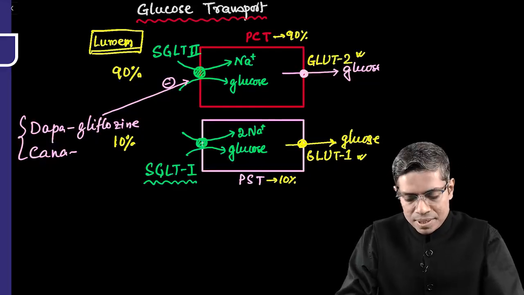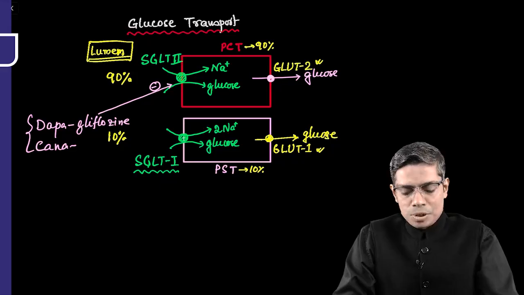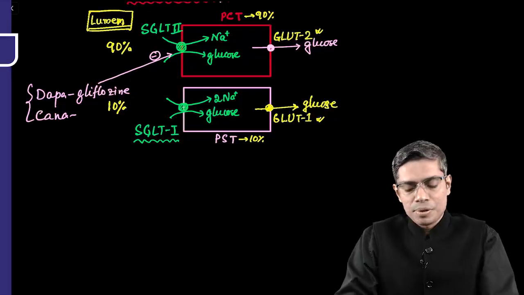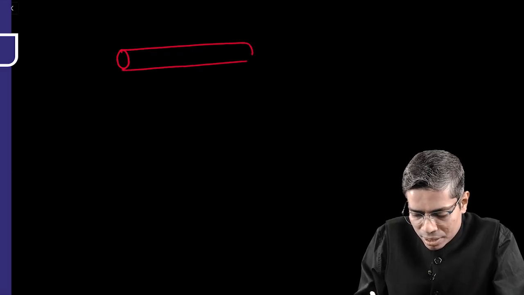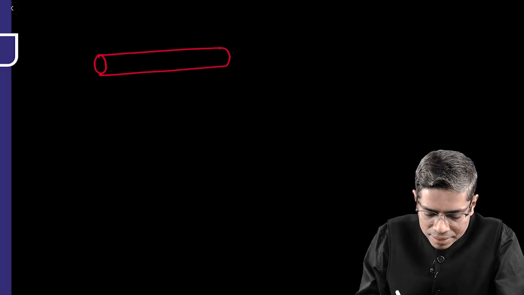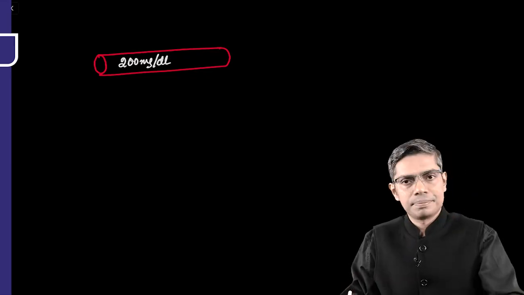Now, apart from this, we have to understand a little more about glucose absorption, some more concepts. That is the transport maximum of glucose. Let's see how to understand this topic. Suppose one patient has a blood glucose of 200 milligram per dL. I am drawing a schematic diagram to understand this. Suppose this is the glomerular capillary, and in this patient the glomerular capillary contains 200 milligram per dL of glucose, right?